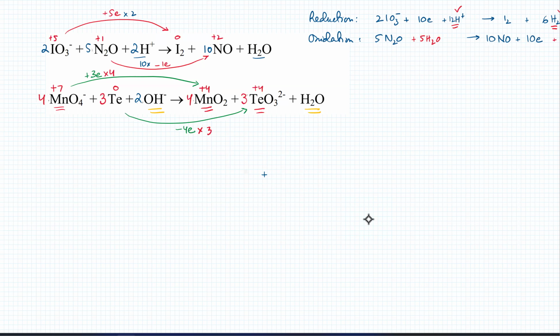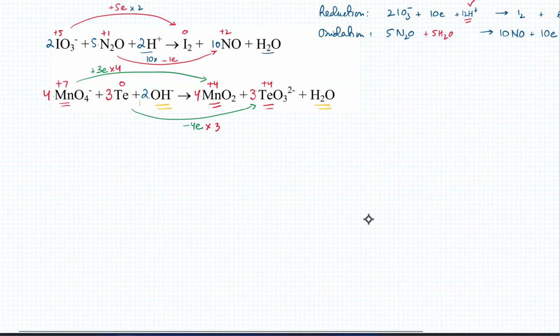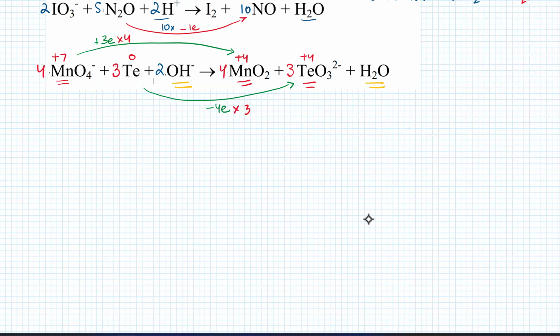So then convert this equation into 2 half equations, the oxidation equation and the reduction equation. So I'm going to write the reduction equation. The reduction equation is the Mn equation. It's MnO4 minus 1, and it's gaining how many electrons? 3 electrons. And it's forming MnO2.